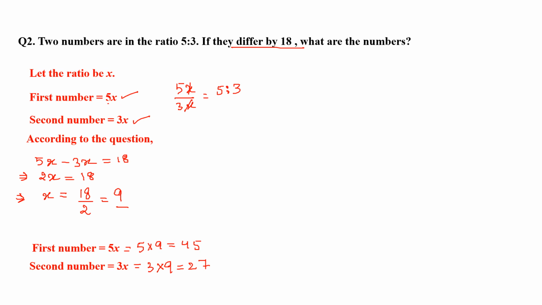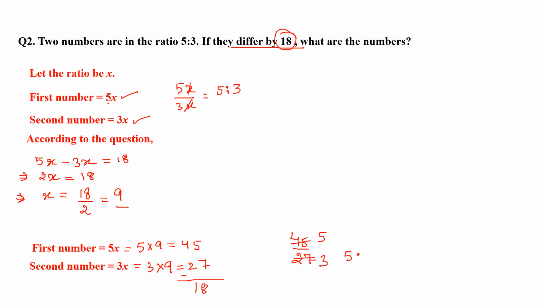And if you have to validate your answer, you just see if here it is given difference of numbers is 18. So if you find the difference, you will see it is 18. And if you find the ratio also, ratio of 45 and 27, okay, you will get again 5 is to 3. Okay, so a 9 table I can use, 9 times 5, 9 times 3.